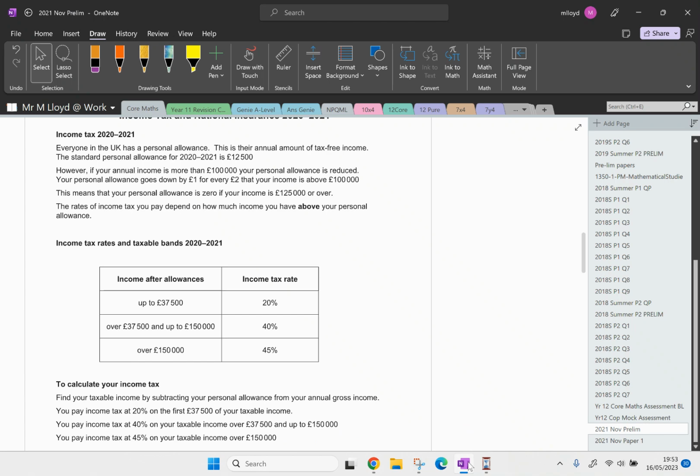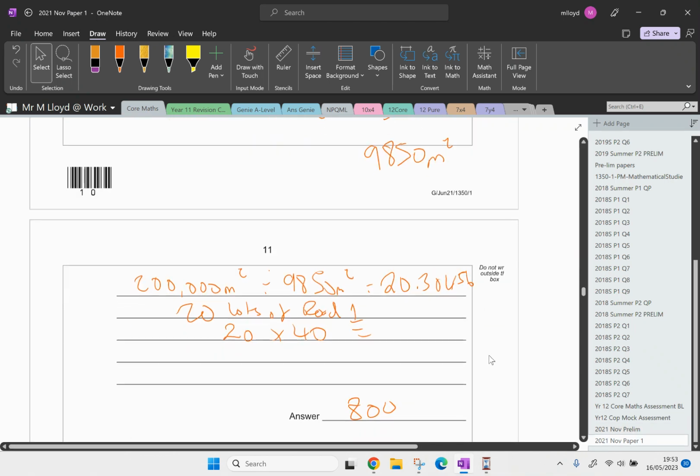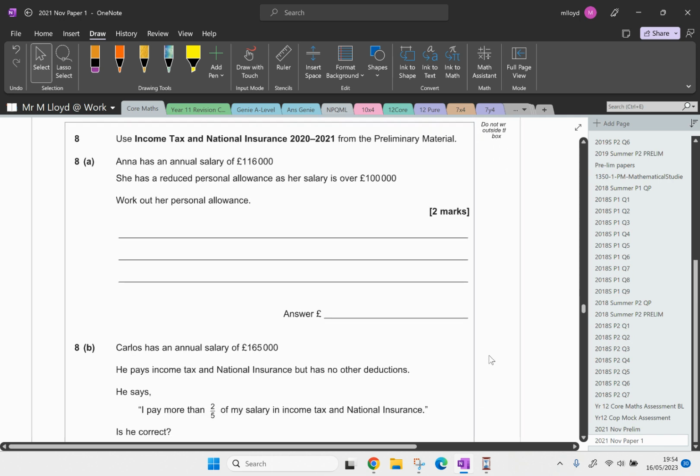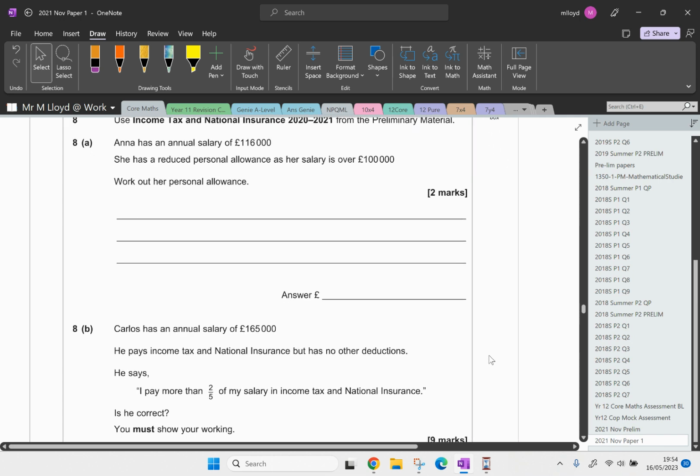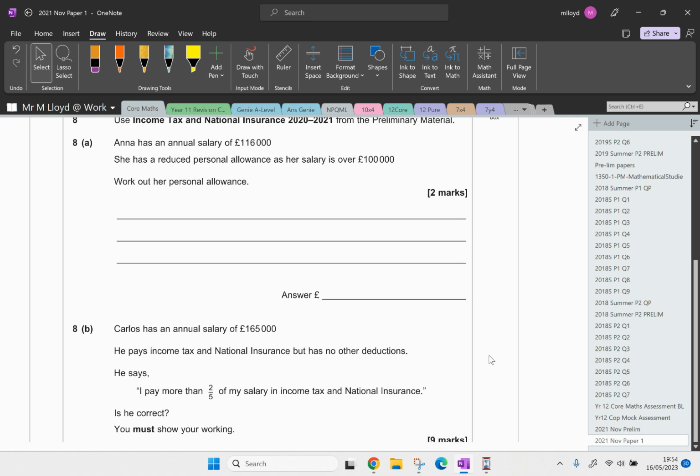Okay, so let's go into this then. So where are we at? Anna has an annual salary of £116,000 a year. She has a reduced personal allowance as her salary is over £100,000. Work out her personal allowance.